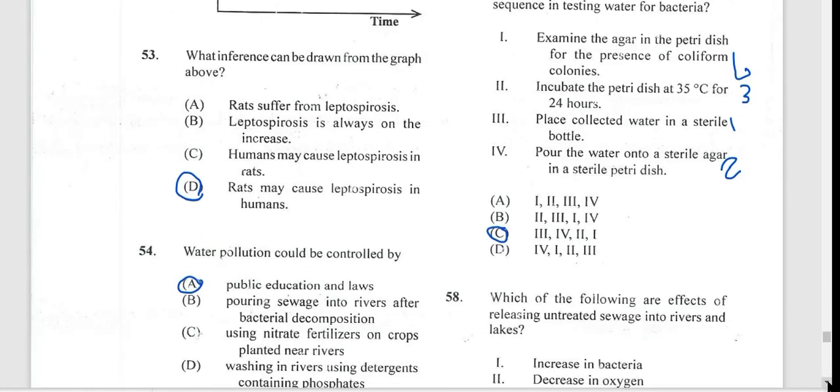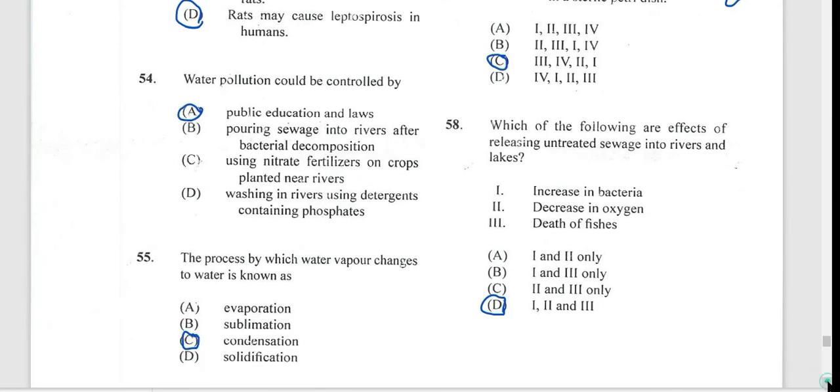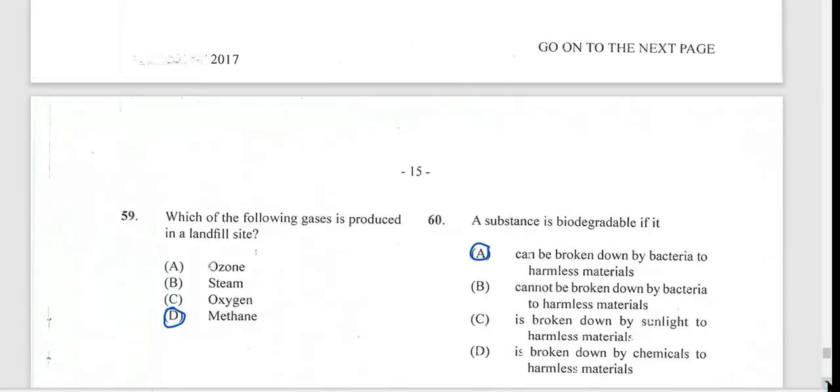For 58, which of the following are effects of releasing untreated sewage into rivers and lakes? Your answer here is going to be D. All the above are, of course, effects of releasing sewage into a lake. 58, D is your answer. Move on to 59. Which of the following gases is produced in a landfill site? Of course, that is going to be methane, anaerobic respiration producing methane, and of course the type of gas that will start a fire on the landfill if the day is extremely hot and there is no vent pipe, or the landfill is not properly modified to prevent this fire.